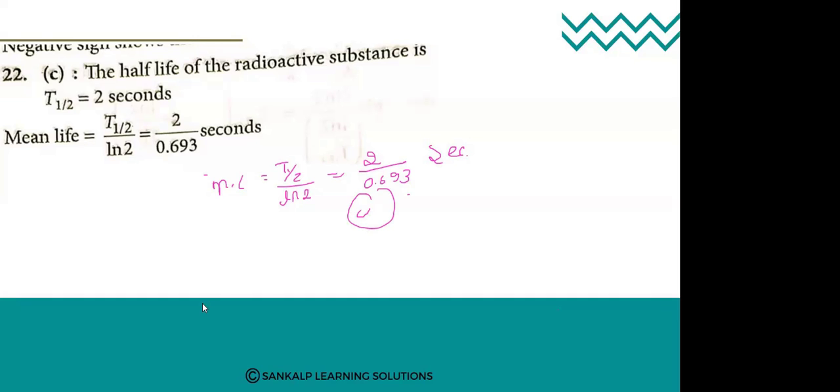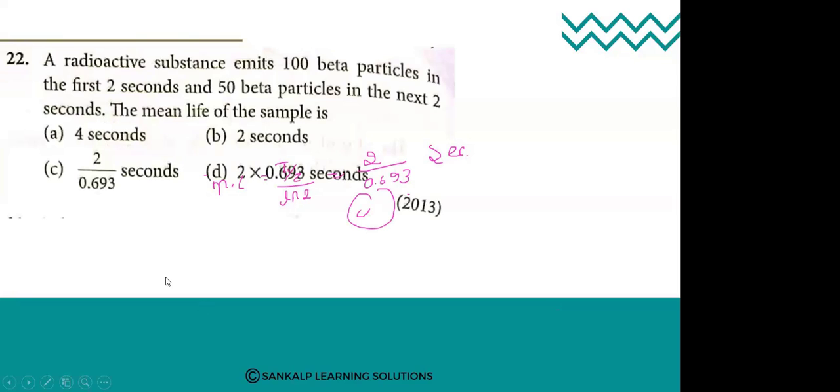So very simple question. The radioactive substance emits 100 beta particles in the first 2 seconds and 50 beta particles in the next 2 seconds. So what is the mean life of the sample? The relation between mean life and half-life is mean life equals T half upon ln of 2. The value of ln of 2 is a constant. We can write it as 2.303 into log of 2. So on multiplying, we get 0.693. Therefore option C is the answer.